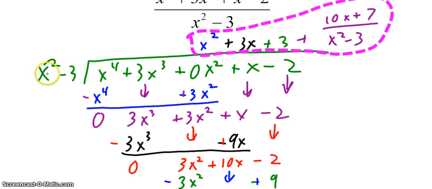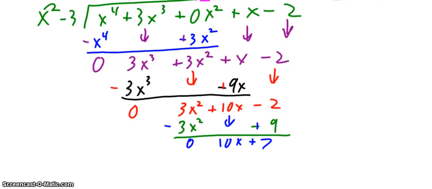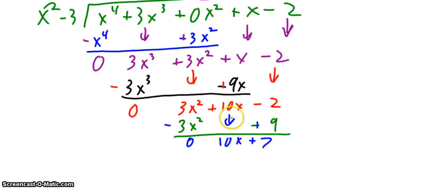3x squared divided by x squared is 3. 3 times x squared is 3x squared. 3 times negative 3 is negative 9. Now I subtract. This becomes 0, bring down the 10x, this becomes a plus 9, so negative 2 plus 9 is positive 7. 10x divided by x squared doesn't work, so I'm done there. This is my remainder.